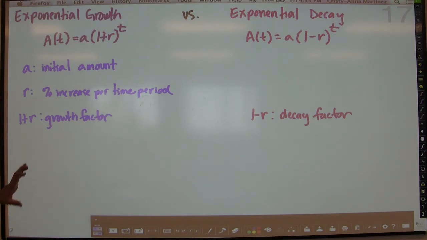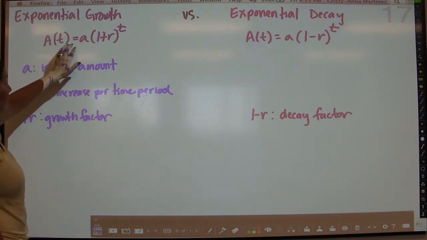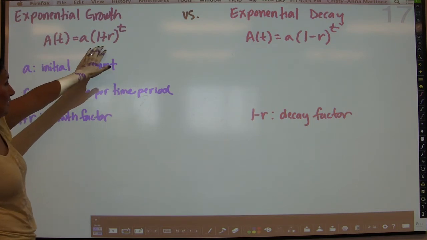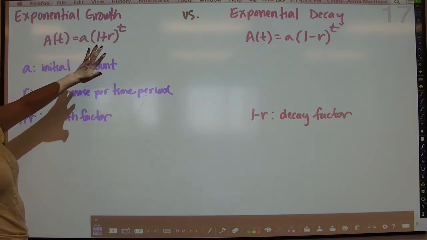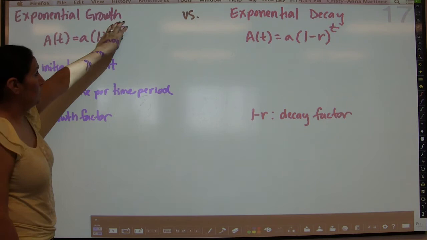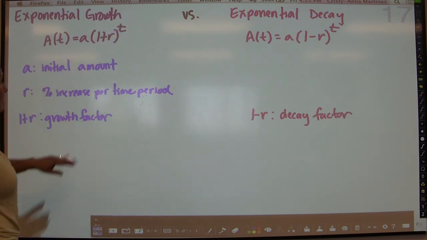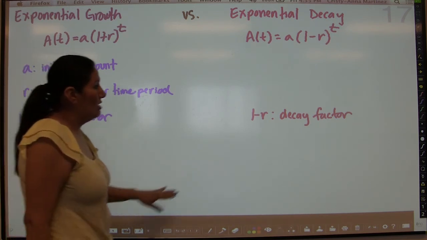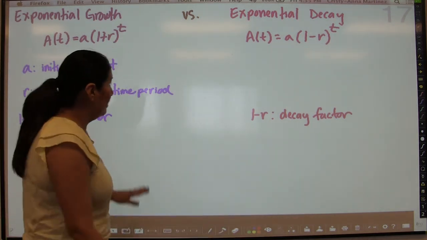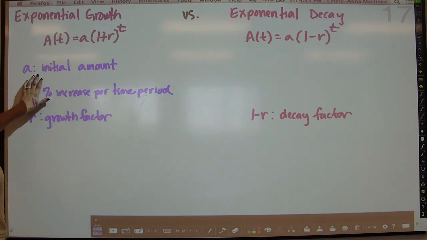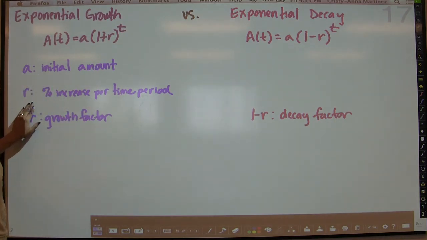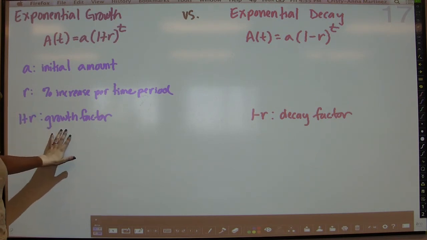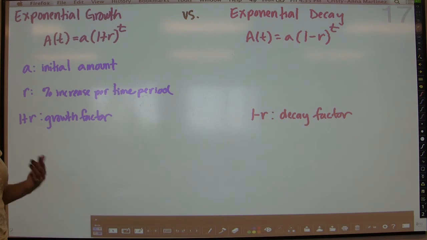There's only one difference between growth and decay. So you have your exponential growth formula. A of t equals a times 1 plus r to the t. You can see that it still has the general form of an exponential function with something to the exponent of t. But when you have a 1 plus r, that's referred to as what we call the growth factor, and 1 minus r is the decay factor. So the only difference in both scenarios, a is the initial amount, r is the percent increase for the time period, and then 1 plus r would be a growth factor, and 1 minus r would be a decay factor.